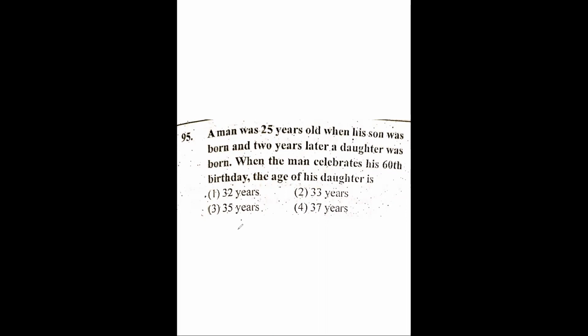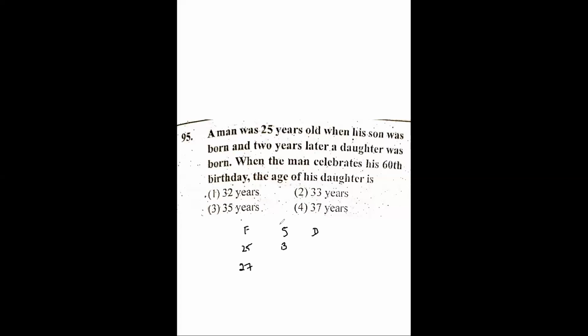So say father's age and the son's age. A man was 25 years when his son was born. This is the age of the father. When the birth of his son takes place, his age is 25. And 2 years later, his daughter will be born, so his age will turn to 27.